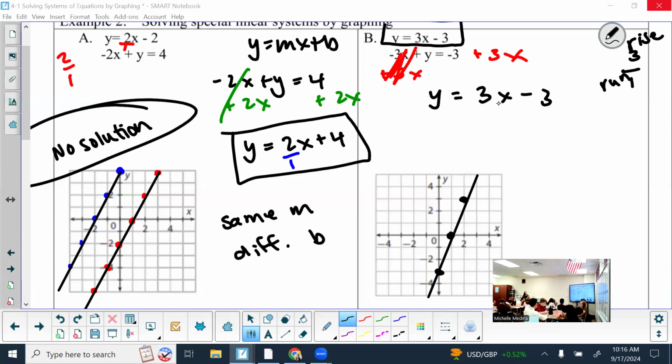And what are we noticing at this step? They have the same slope. Does that mean it's a no solution? They have the same slope and also the same y-intercept. So when I go to try to graph it, I should notice that I'm right on top of the same line. And therefore, how many solutions do I have? Infinitely many. Good.